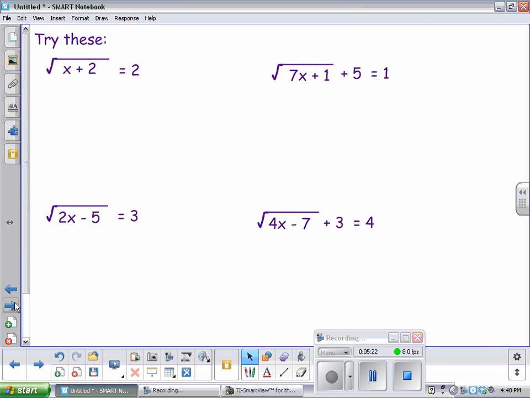Take a few minutes and try these 4 problems on your own. These are homework, and I will be taking these up tomorrow.